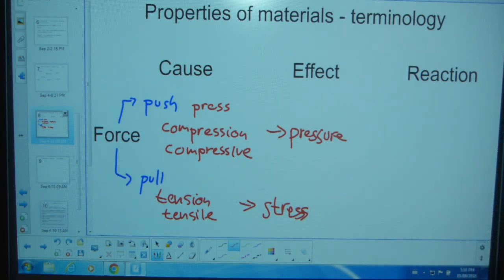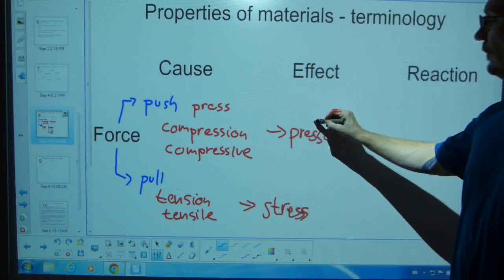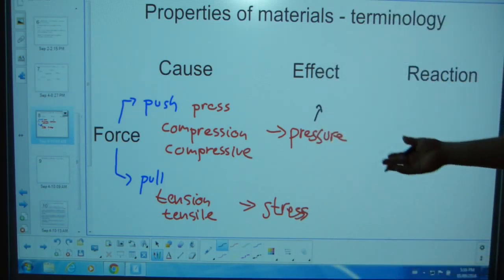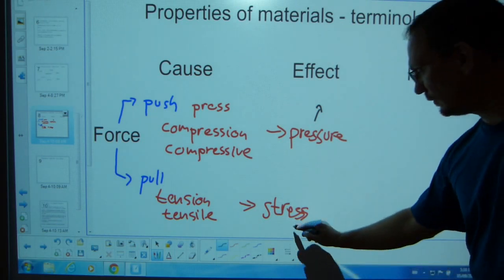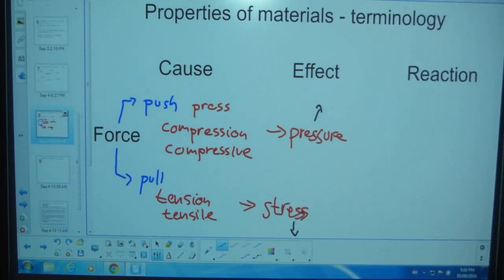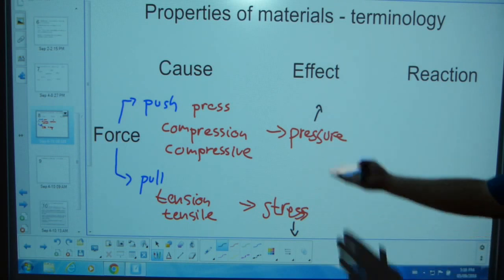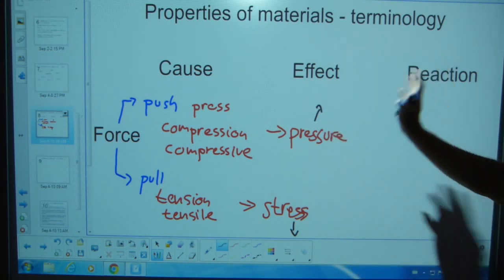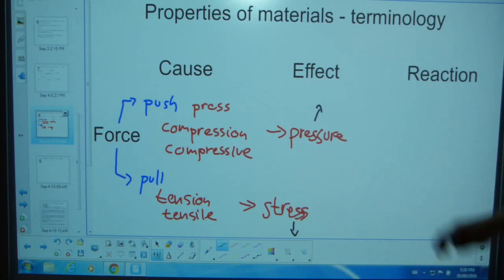Now, I'm just going to have one sentence for everybody else on the internet. Pressure will be redefined later as a unit pressure, a quotient of force and area, and stress will also be redefined later as a quotient of force and area, but the forces in both of these go opposite ways. But that's unit pressure and unit stress, don't worry about it.